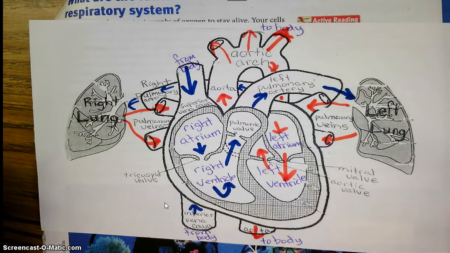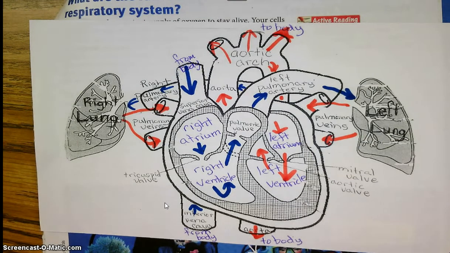Once it gets to the body, it goes into the capillaries so that it can diffuse the oxygenated blood into the body cells. Those body cells then diffuse the carbon dioxide into the red blood cells, and then it comes back and it starts all over again.